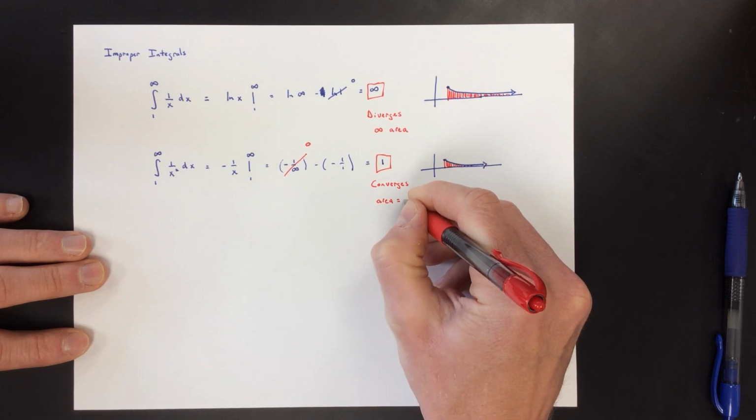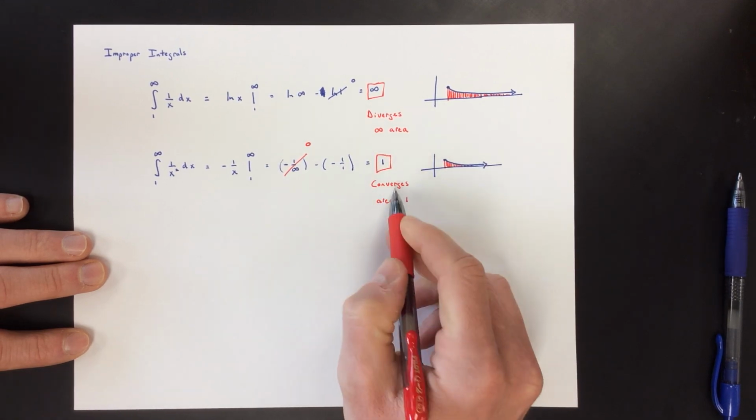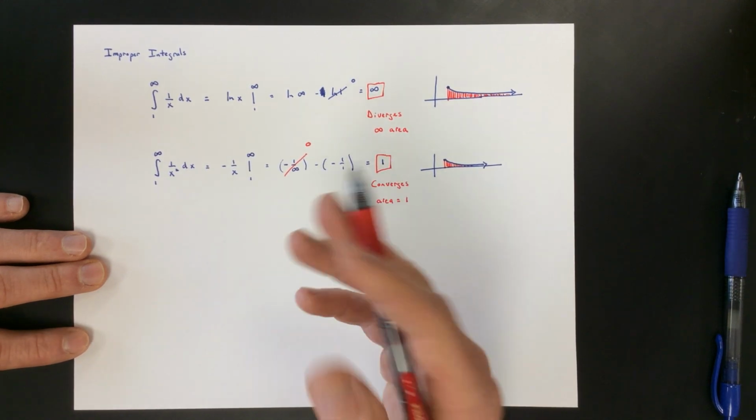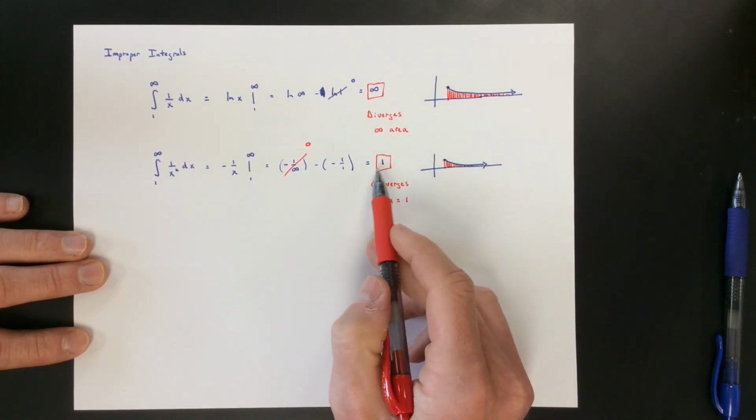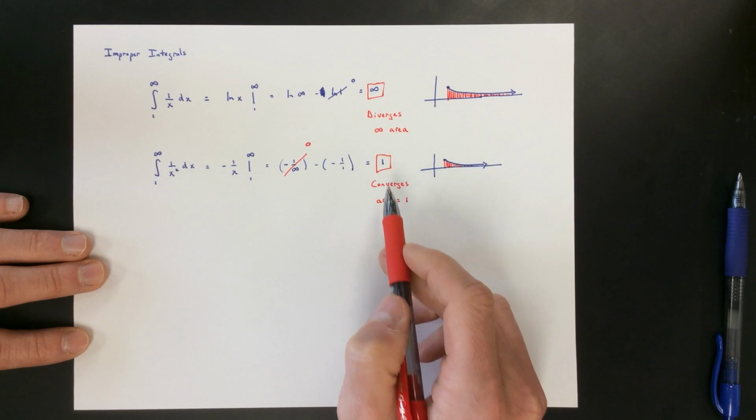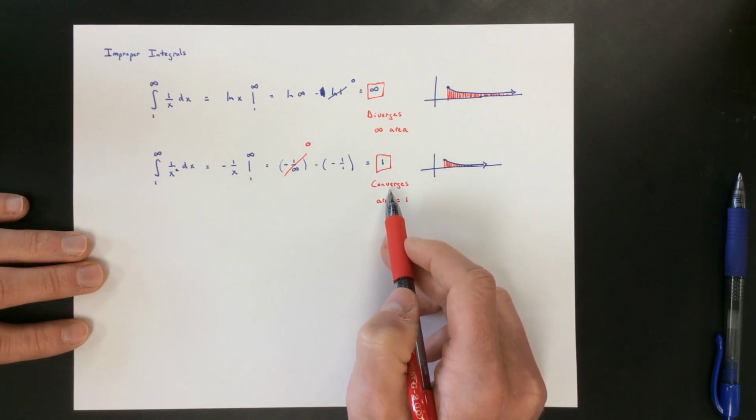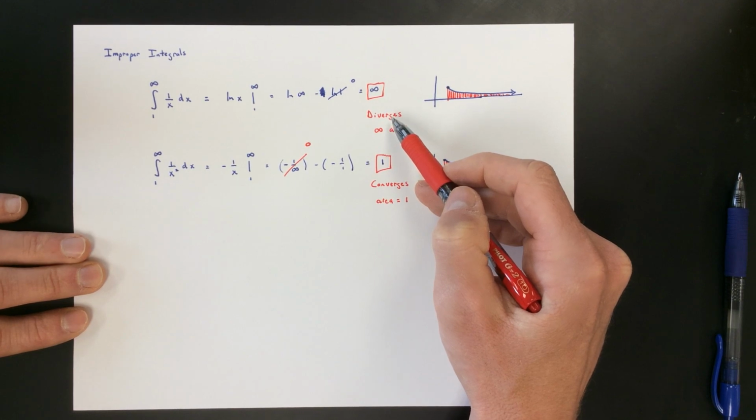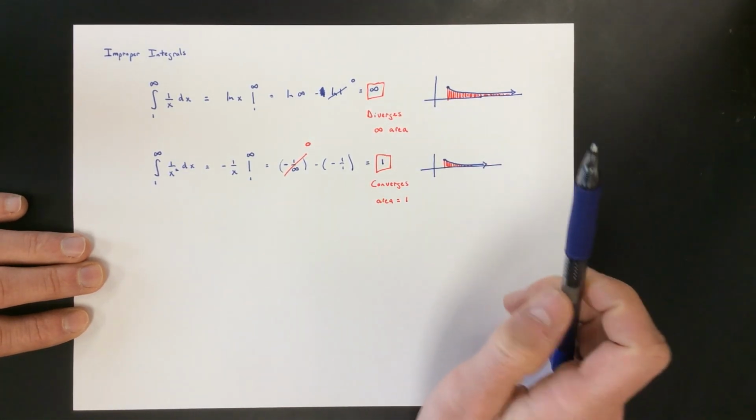equal to 1 in this case, but converges really just means that it's finite. It could have been 1, it could have been 4, it could have been 10, it could have been 100. Anything that has a finite area under the curve, we say converges, and anything that has an infinite area diverges.